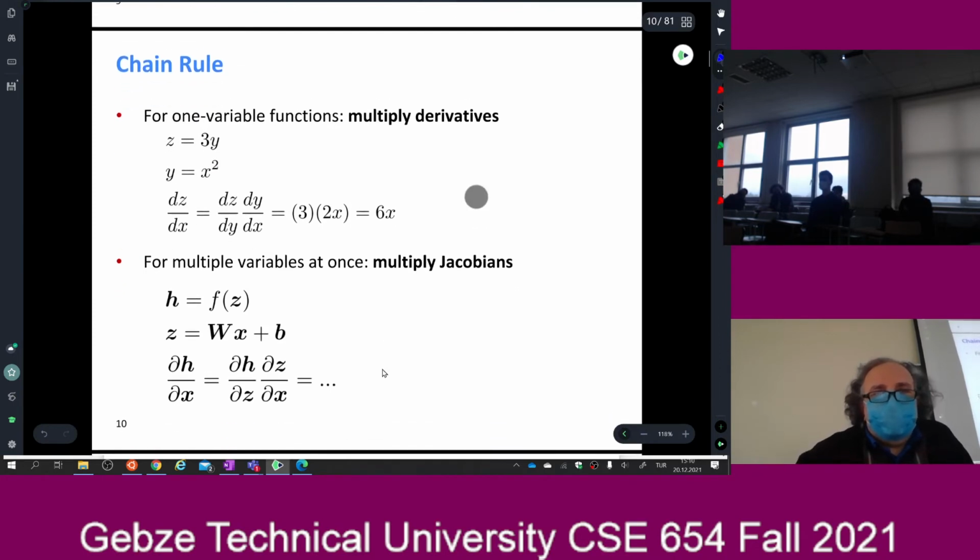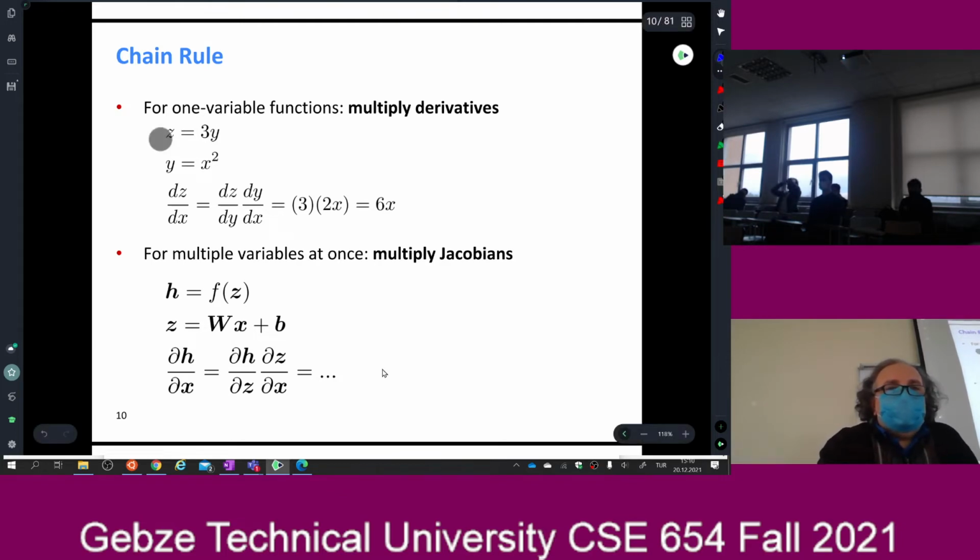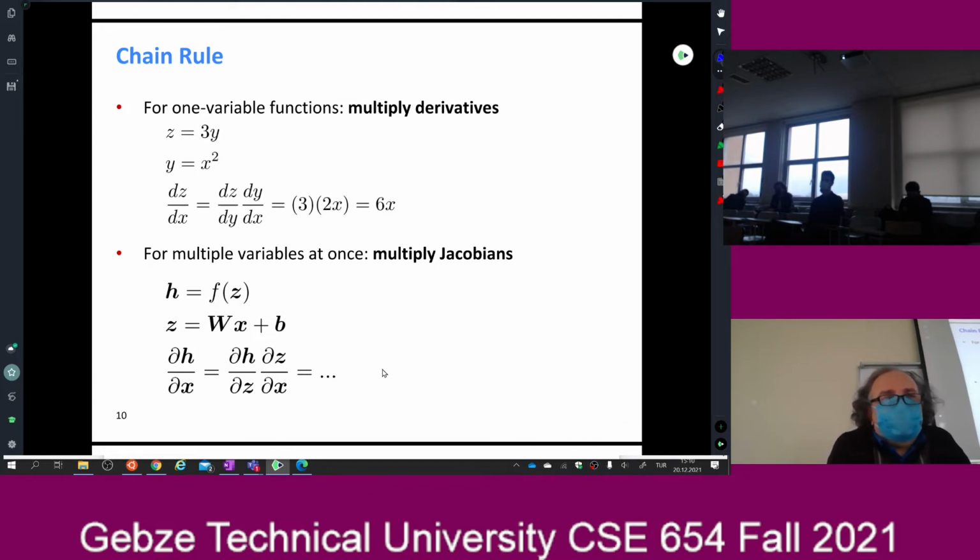Okay, let me move on then. You remember the chain rule. z is equal to 3y, but y depends on x, and y is equal to x squared. So we are going to take the derivative of z with respect to x. How do you do that? The chain rule says take the derivative of z with respect to y and the derivative of y with respect to x. That is called the chain rule. dz over dy is 3. dy over dx is 2x. So it is 6x. That's the chain rule.